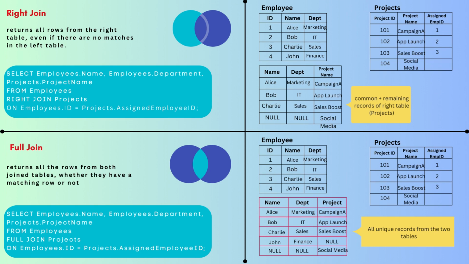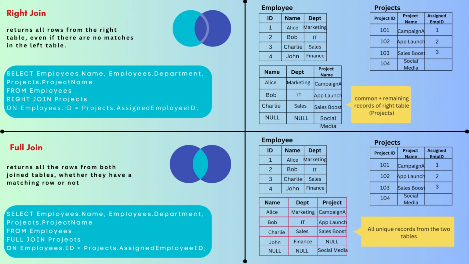Okay, the next one is the right join. It is exactly the opposite of the left join. It returns all the values from the right table, that means the projects table.